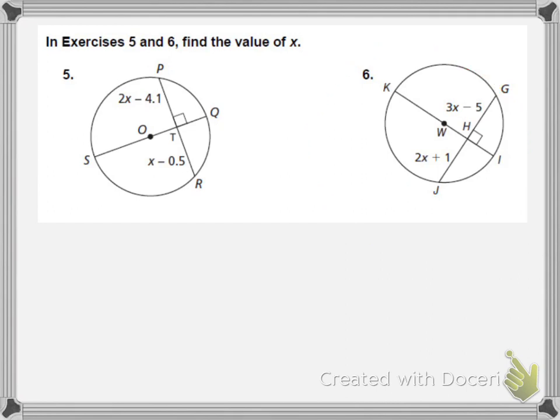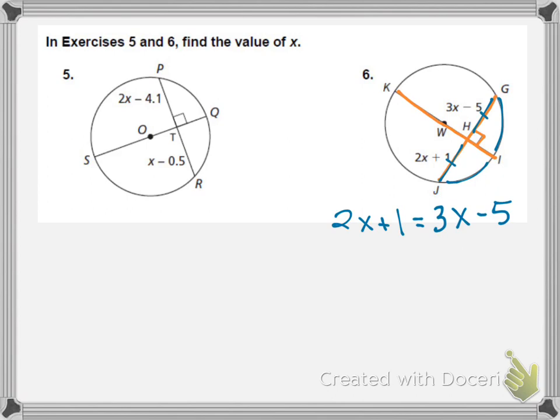Starting at 6. Just like Theorem 10.7 says, when you have a diameter of a circle and it is perpendicular to a chord, so they intersect to form 90 degrees, it cuts the arc and the chord in half. So that means the two pieces of the chord are going to be congruent. So we're going to set them equal. So 2x plus 1 will equal 3x minus 5.